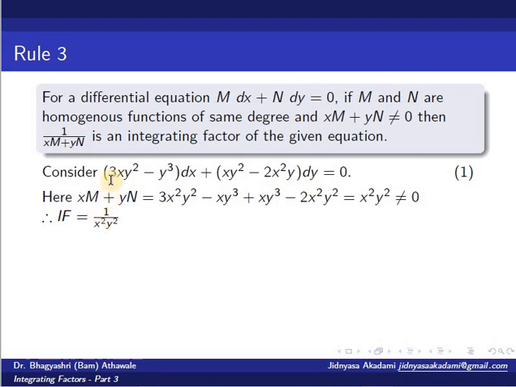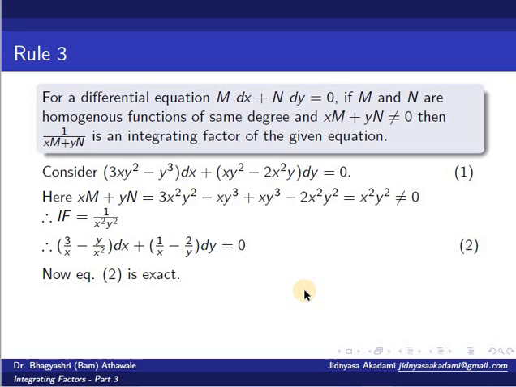So now multiply the complete equation by 1 upon x square y square and we get 3 upon x minus y upon x square into dx plus 1 upon x minus 2 upon y dy equal to 0. Since it is an integrating factor, this must be exact, but always check whether it is exact or not. So what is del by del y of this term? It is minus 1 upon x square, and del by del x of this is also minus 1 upon x square. So equation 2 is exact.